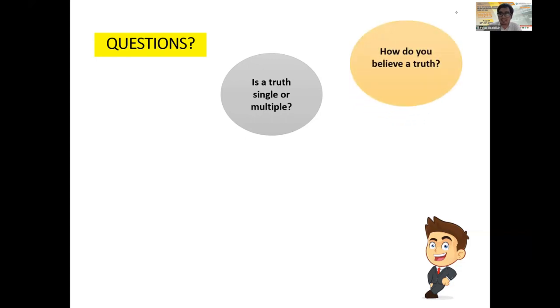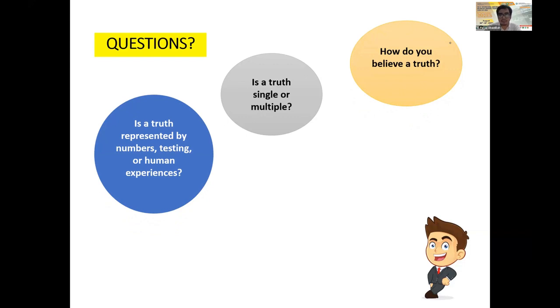Next question. Then, how do you believe a truth? These two questions are indicating how you are thinking of a research methodology or certain research design. And then I go with the next question. I need you to reflect on this. Is a truth represented by numbers, testing, or human experiences? So I think most of you will choose human experiences rather than numbers and testing, right? Because today we are talking about qualitative research methodology.